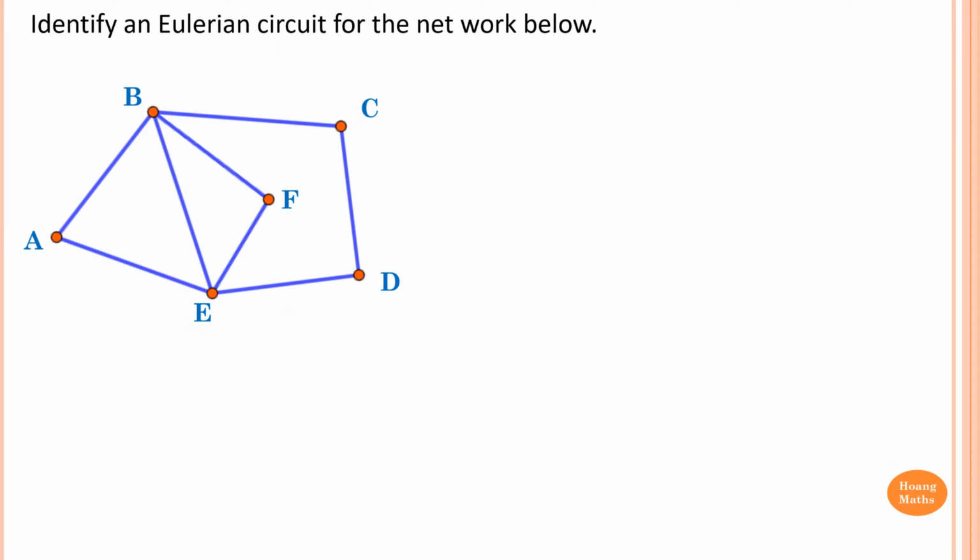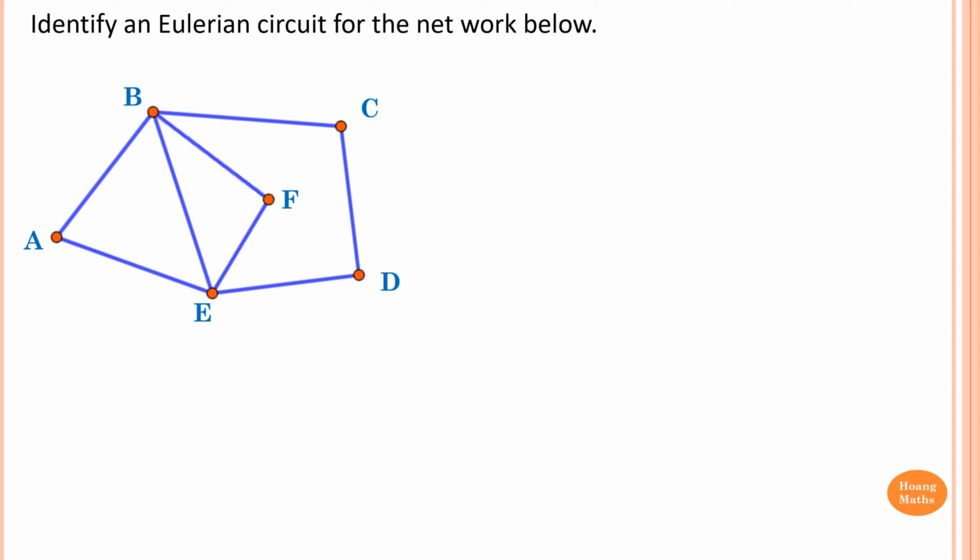Okay, let's try this example. Identify an Eulerian circuit for the network below. Before we even try to find an Eulerian circuit, we need to find out whether it exists or not. In order to do that, we need to find the degree of each vertex.